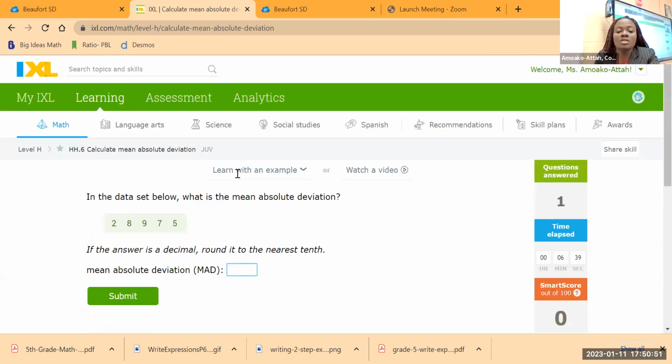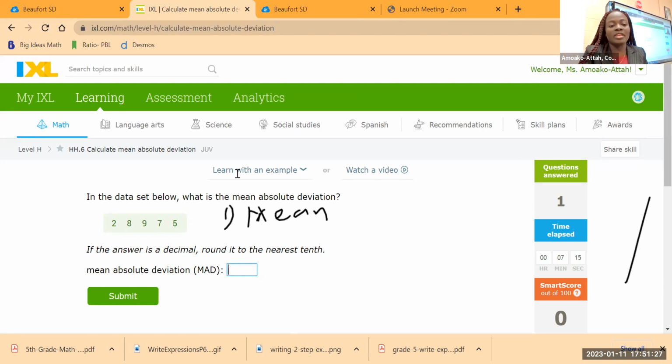Got it. So now I'm leaving you to do this. Use the same approach to find the mean absolute deviation. One, find the mean. Two, find the absolute deviation. That is, subtract the mean from each value in the set of data that you have here.